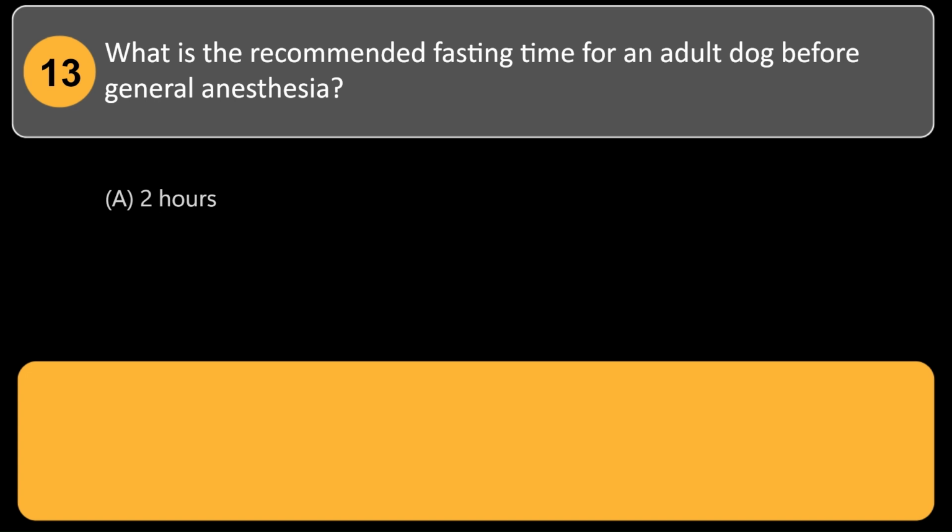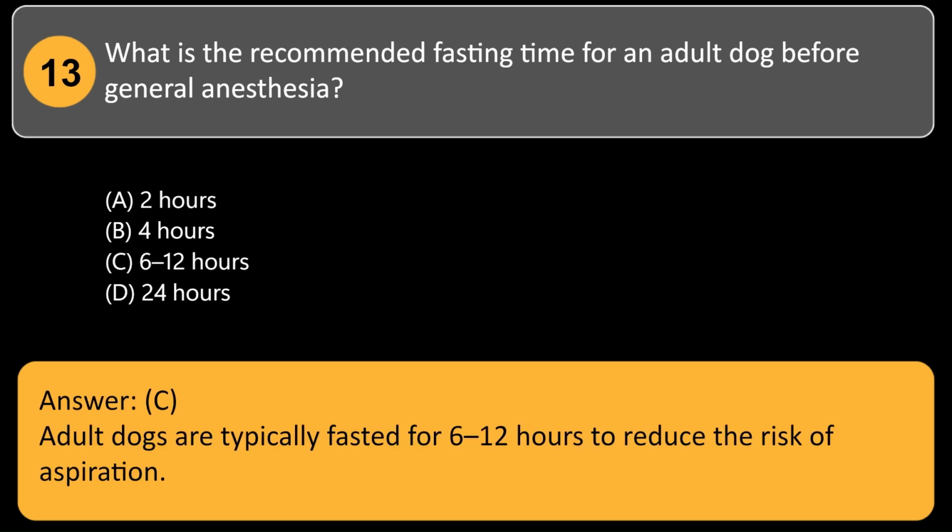What is the recommended fasting time for an adult dog before general anesthesia? A. 2 hours. B. 4 hours. C. 6 to 12 hours. D. 24 hours. Answer, C. Adult dogs are typically fasted for 6 to 12 hours to reduce the risk of aspiration.